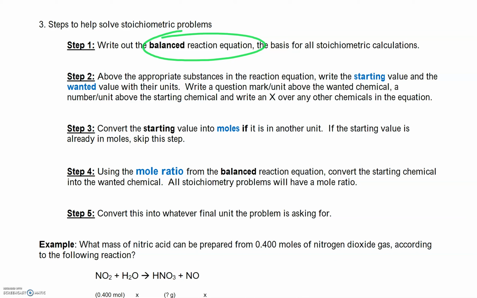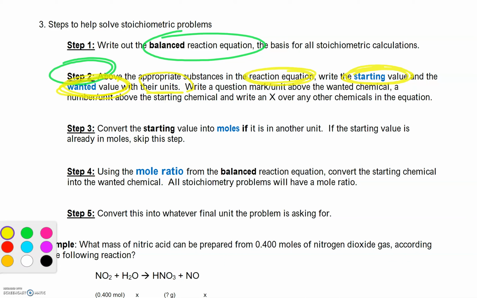Step 2, this is a step that I have students do. Not all teachers do this, but I think this is really useful. We're going to actually give ourselves notes. We're going to write information above the starting values. Above the appropriate substances in the reaction equation, so that's just a balanced equation, write the starting values and the wanted value with their units. What that means is if you start with 5 grams of copper, we're going to put 5 grams above copper. If you want to know how much oxygen you're going to get, we're going to put a question mark over that, and we're going to say liters if they want liters.